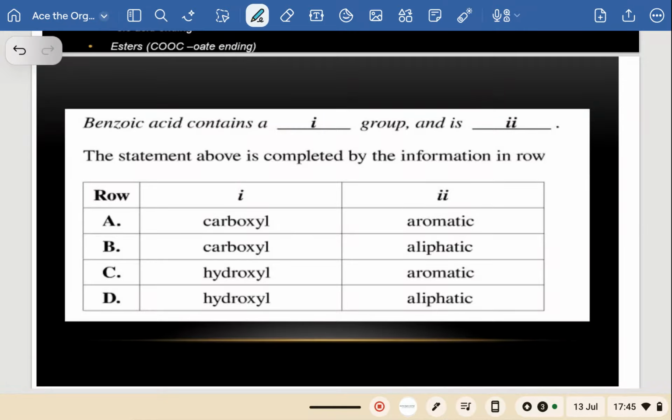So here's an example, benzoic acid. If it ends in oic acid, you know you have a carboxyl group. And if it's benzoic acid, that means you have benzene, so it would be aromatic.